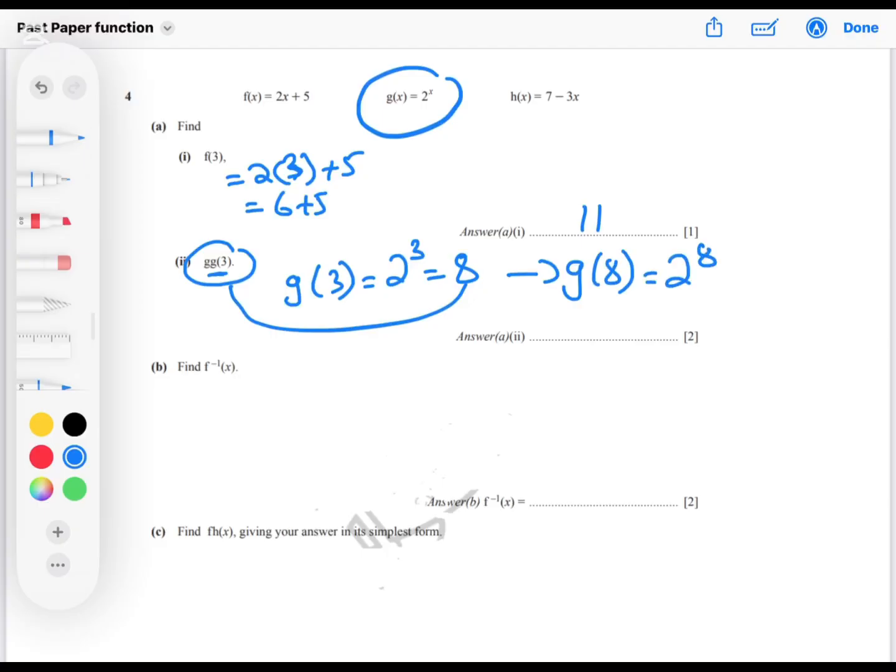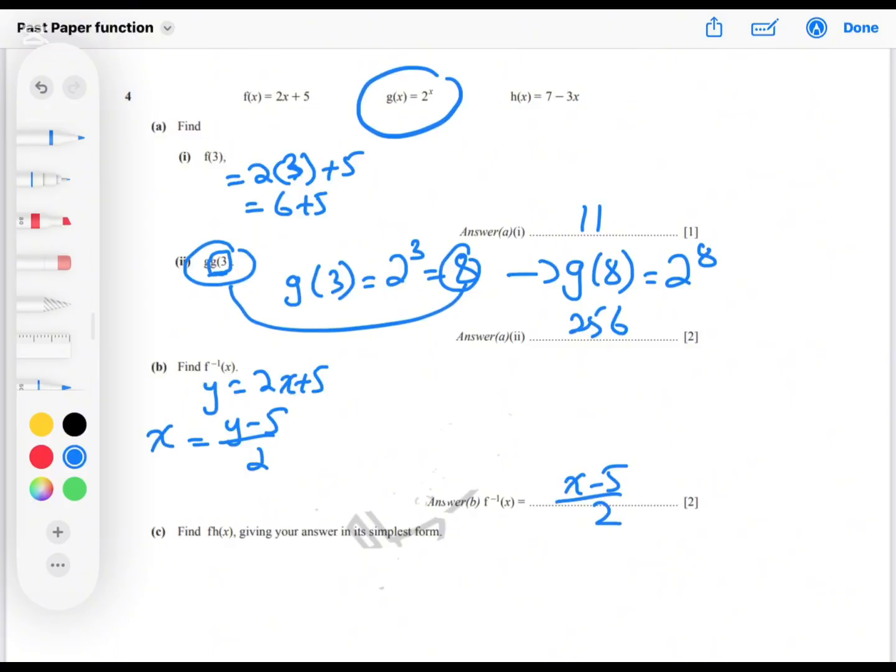This means that I have to put 2 raised to the power 8. I hope there is no confusion in this concept of how I get 2 raised to the power 8. So when you calculate 2 raised to the power 8, you will get 256. That's a simple thing. Because first you solve g of 3, the value I get is 8. Now the question becomes g of 8. So 2 raised to the power 8 is 256. Now for f inverse, y is equal to 2x plus 5. Now y minus 5 divided by 2, this is what you get as the inverse. So you have to write it like this: x minus 5 divided by 2.